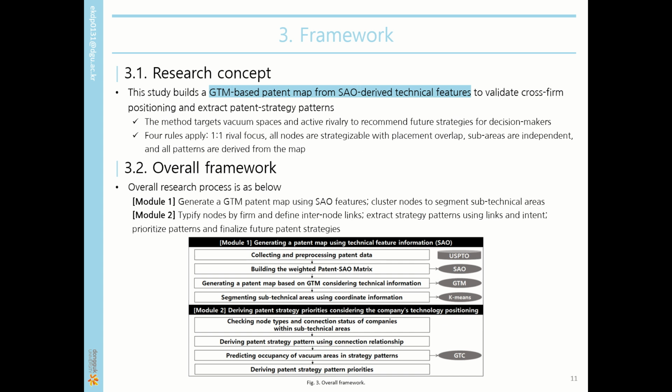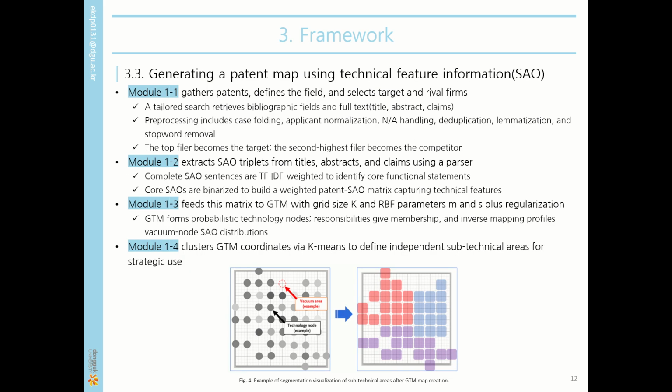Let me explain the research concept and overall framework. This study built a GTM-based patent map from SAO-derived technical features to validate cross-firm positioning and extract patent strategy patterns. The overall research process is as follows and consists of two modules. I will explain each step in more detail. Module 1-1 gathers patents, defines the field, and selects target and rival firms. The collection and preprocessing process is as follows.